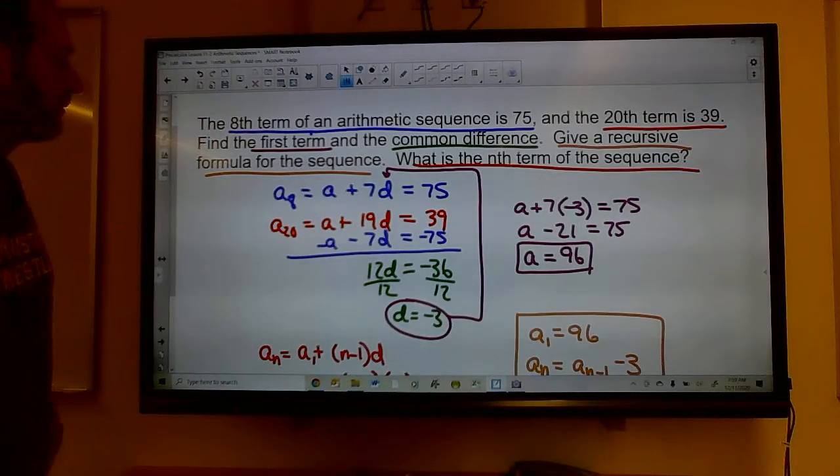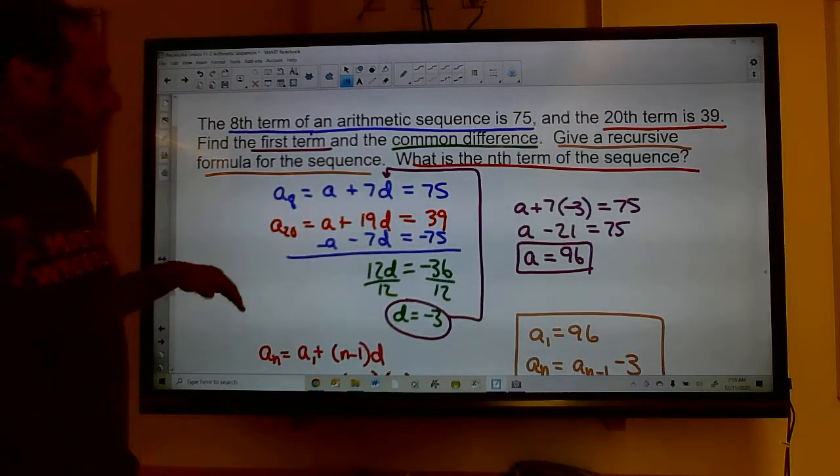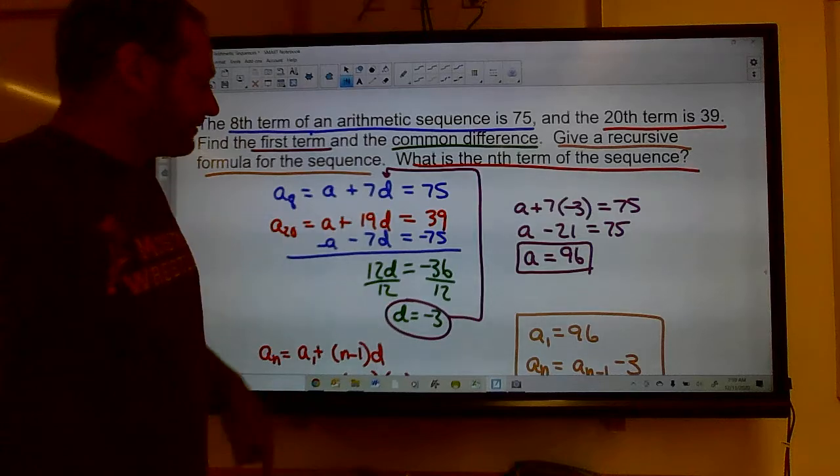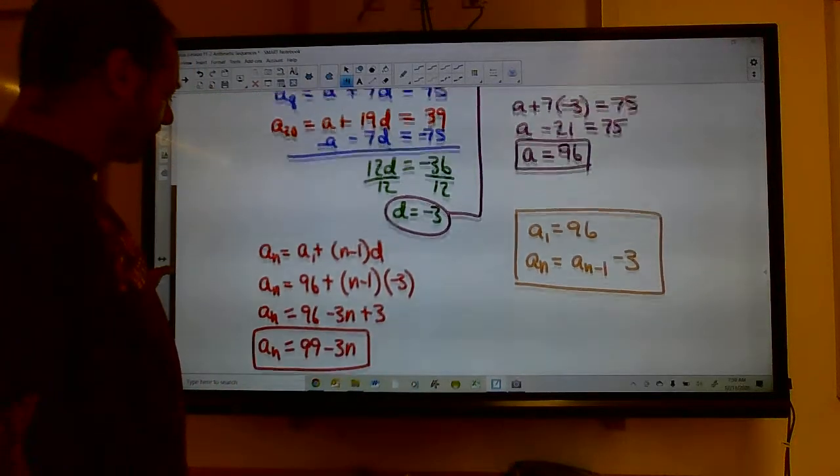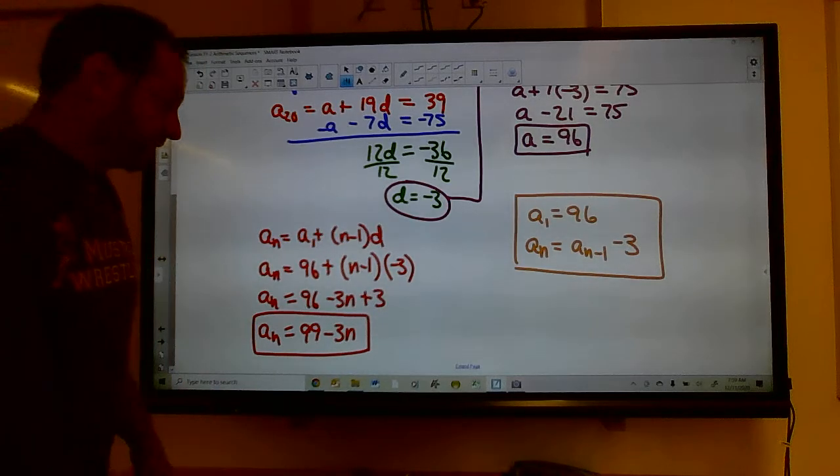So there's 4 things that I did. I found the common difference, I found the first term, I found a recursive formula for the sequence, and I found the nth term of the sequence.